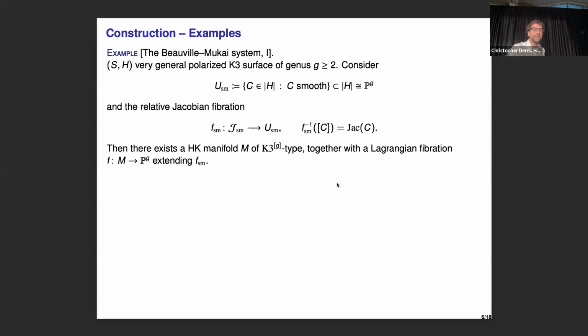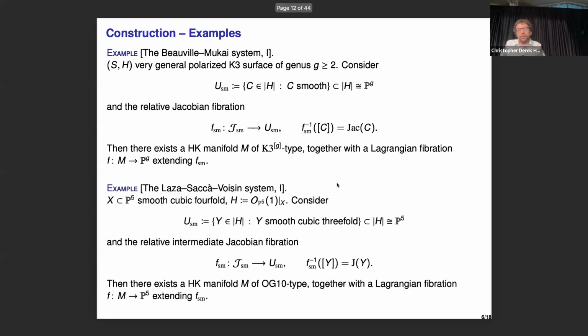Okay, so this is a standard system. This is a standard example of a hyper-Kähler with a Lagrangian fibration. Next, there is some variation of it, but it's not so far away in some sense. So now I start with some geometric condition, and this construction will always go like this.